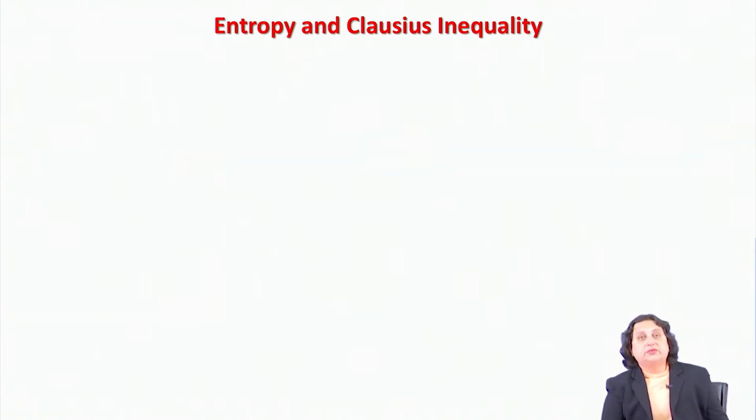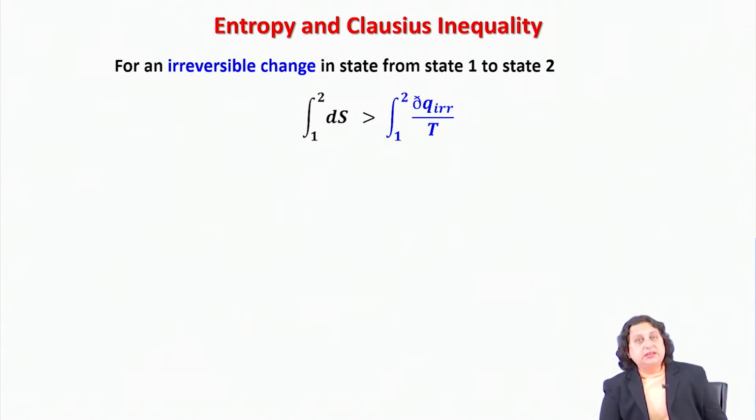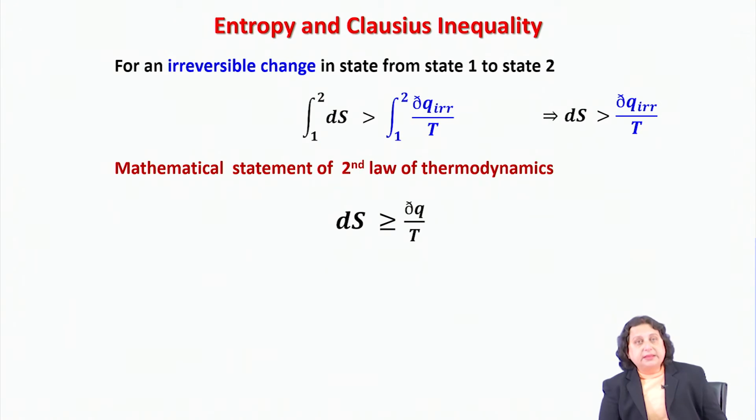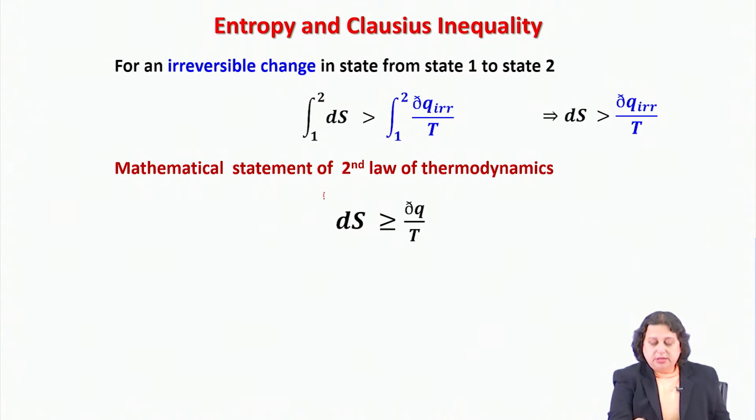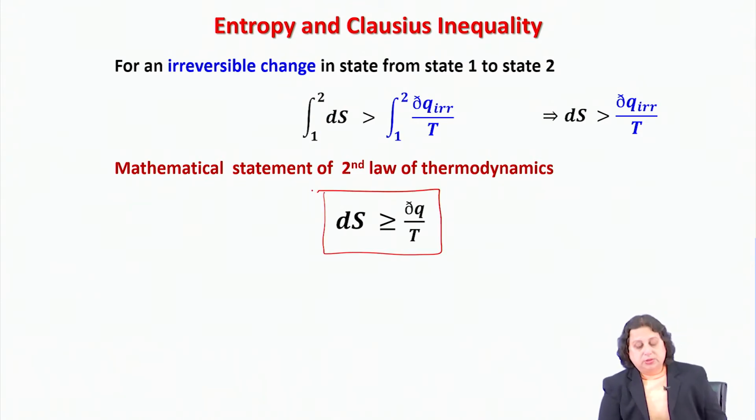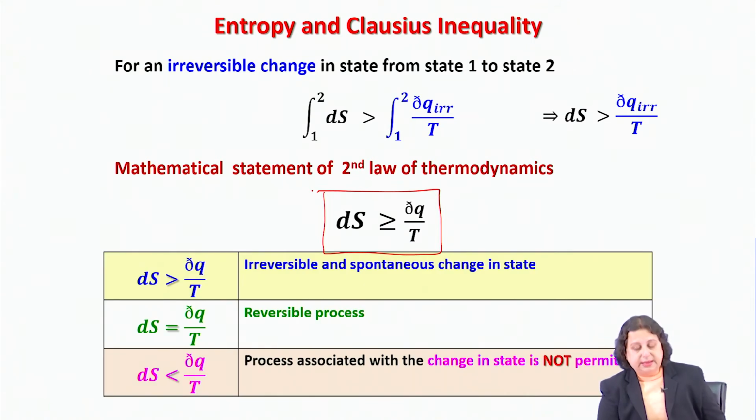Now, what is the consequence of this? The consequence of this relationship is that I can say for a differential change in state, dS would be greater than dq irreversible by T. So, the mathematical statement of the second law of thermodynamics then turns out to be dS is greater than or equal to dq by T. The greater than sign applies when the system is undergoing an irreversible process, and the equality sign holds for a reversible process. Now think about it.